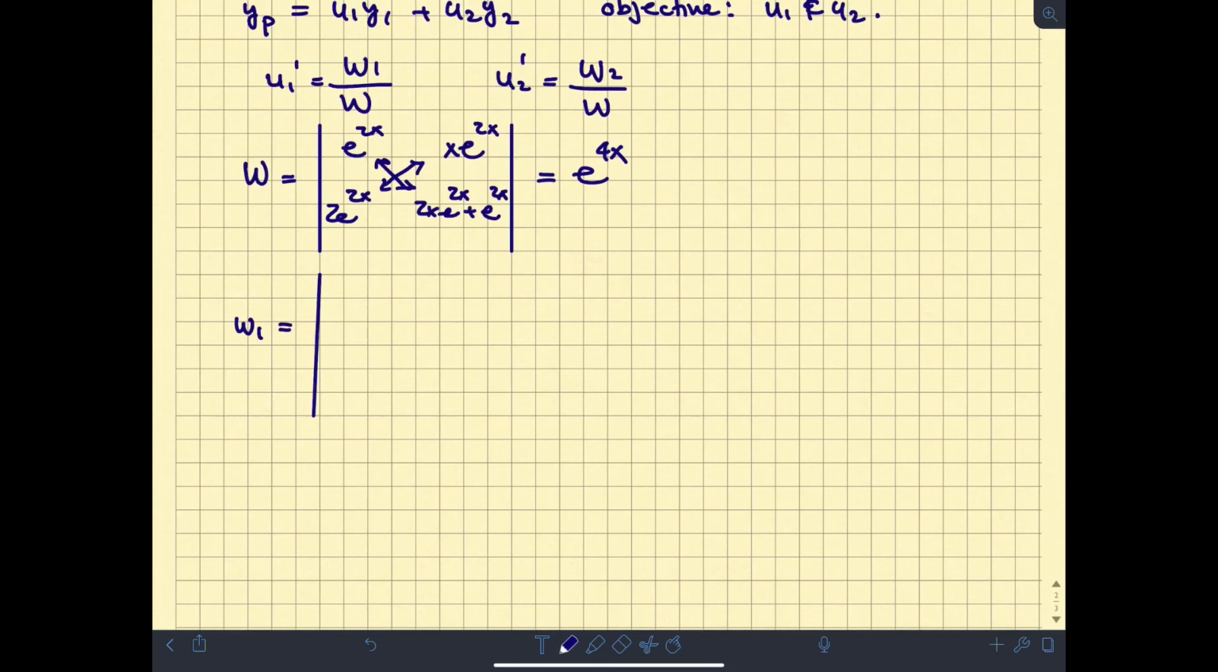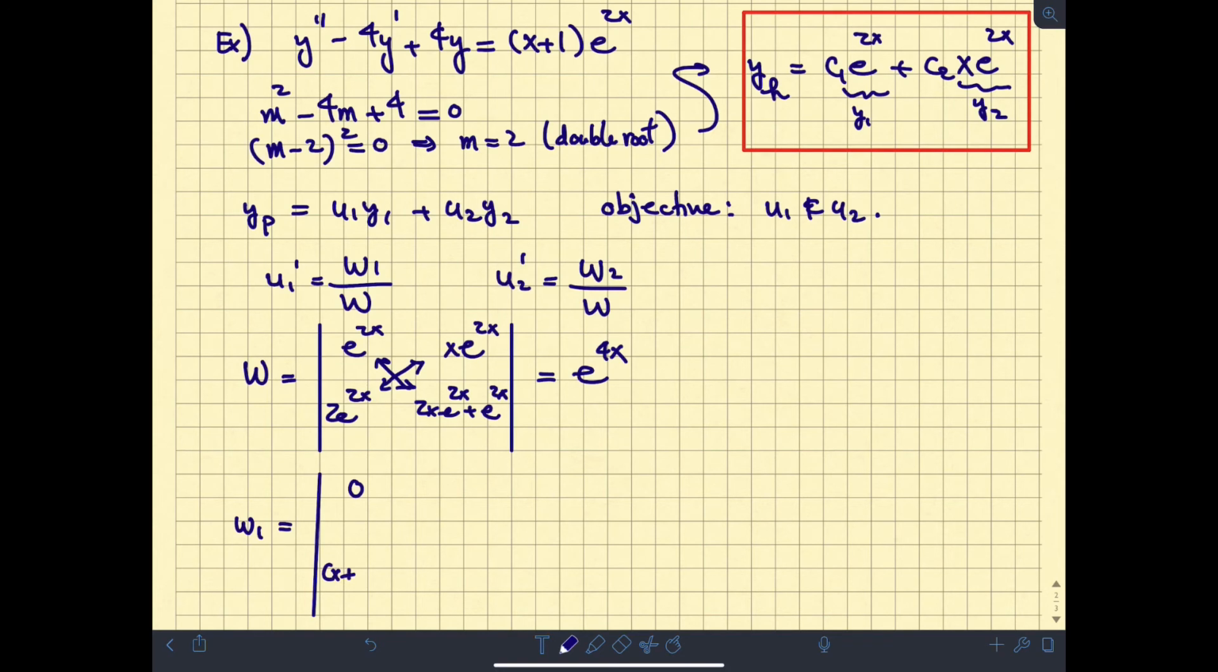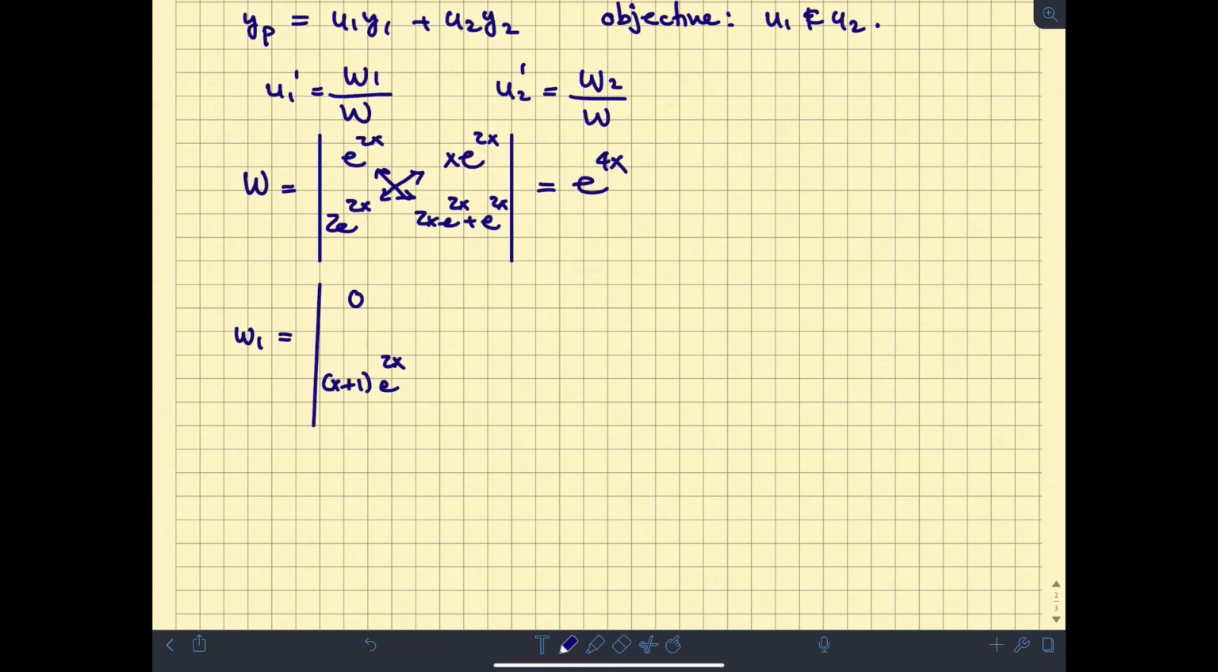My W1, again, it's a 2 by 2. So my W1, I'm going to do the first column 0 and f of x. And what's my f of x, guys? You can see it now right on top. It's x plus 1 e to the 2x. So that's going to be my first column. The second column will be unchanged from the original Wronskian, x e to the 2x, and its derivative, 2x e to the 2x plus e to the 2x. So that will be my W1. And finding the determinant of that will be minus quantity x plus 1, x e to the 4x.